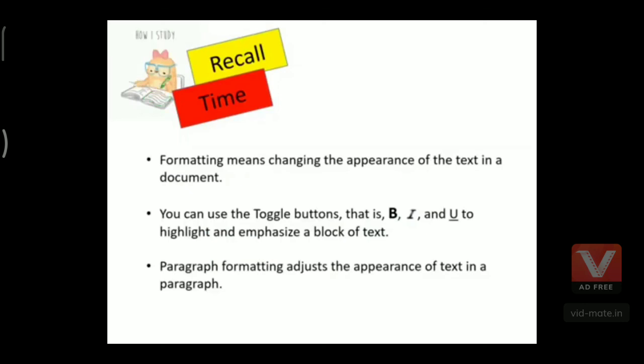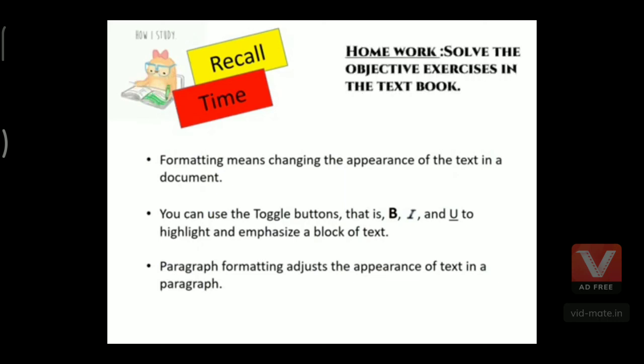Now time to recall. First point is formatting means changing the appearance of the text in a document. This is the definition of formatting. Second, you can use the toggle buttons, that is B, I and U, to highlight and emphasize a block of text, that is bold, italic and underline. Third point is paragraph formatting adjusts the appearance of text in a paragraph.